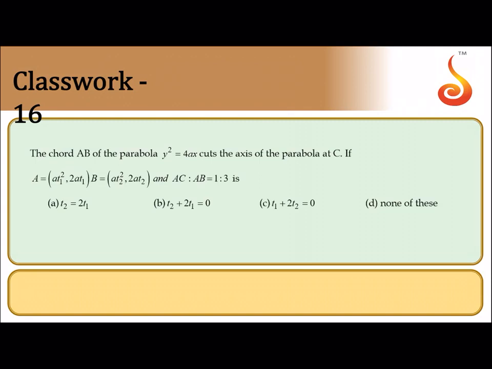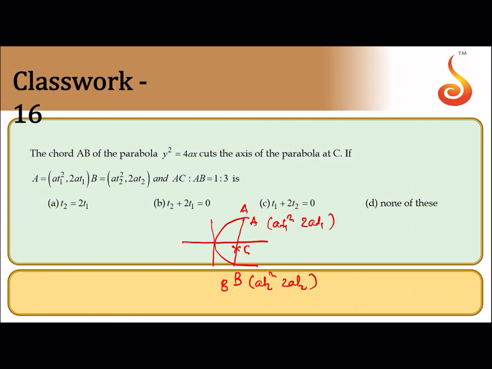Chord AB of the parabola y square is equal to 4x cuts the axis of the parabola at C. This is the parabola given, this is the chord given, this is the point A, and this is the point B. A is (at1 square, 2at1) and B is (at2 square, 2at2), and this is some point C. So you have to calculate the simple internal ratio.